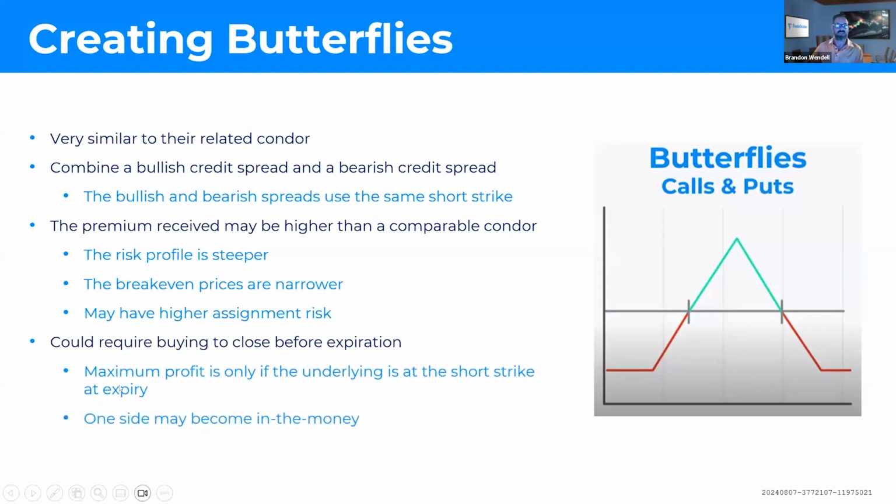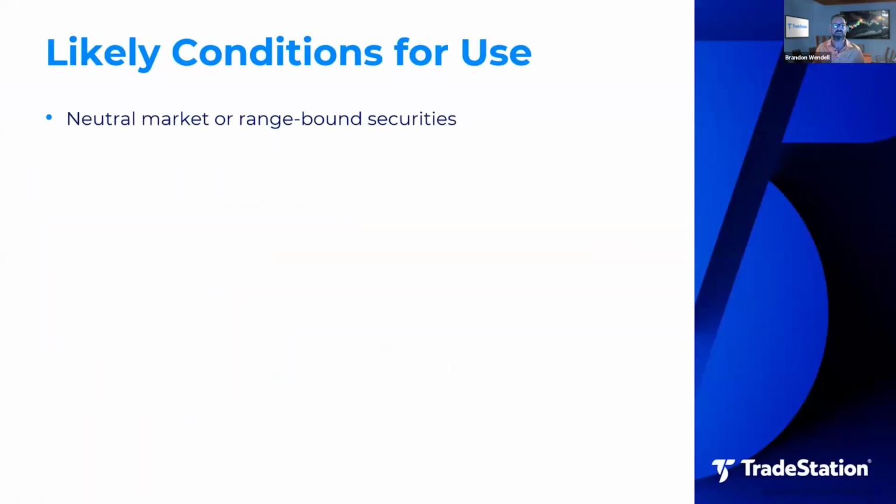So that's what I mentioned. The only way you get maximum profit on a butterfly is if the underlying security is exactly at the short strike at expiration. If you're 1 penny above or below, one side of that butterfly is going to be in the money and it's going to be automatically assigned. That's just the way it is. So to avoid that, you have to close the position prior to expiration or assignment. Period.